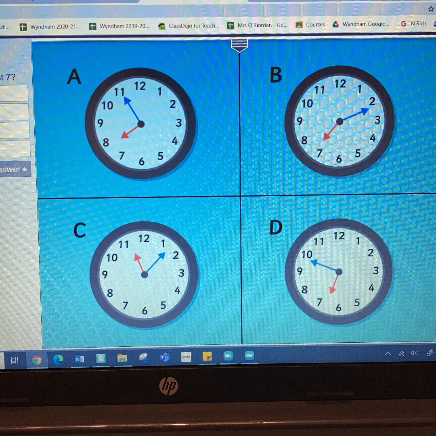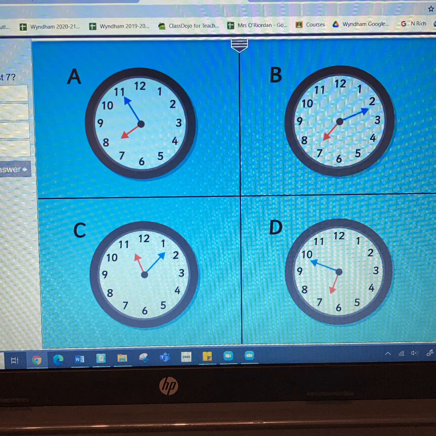Okay, then, last question for today for us. But if you want to have a go at LBQ by yourself, please do. Which analogue clock shows 11 minutes past 7? Is it A, B, C, or D? 11 minutes past 7. Well, the answer is B.